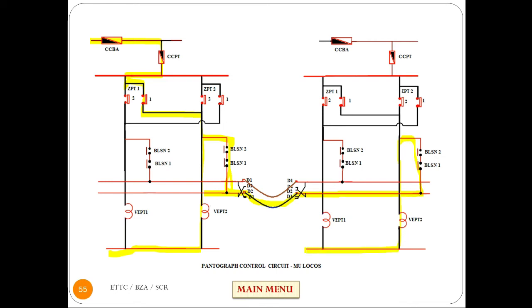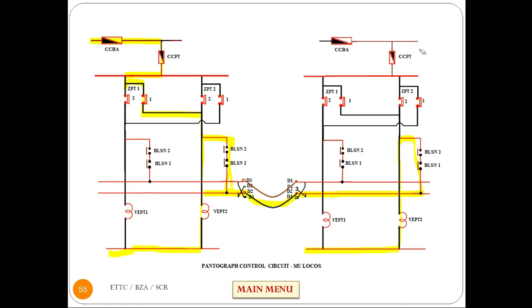Here one important point, please observe, regarding the CCPT of the trailing loco in the Panto control circuit. Here the CCPT of the trailing loco is completely out of the path. So it means that whenever the trailing loco CCPT is melted regarding Panto control circuit, there will not be any indication. Whenever CCPT is melting in the trailing loco, DJ trips, but Panto will not lower. For VEPT2, the supply will come from the leading loco itself.